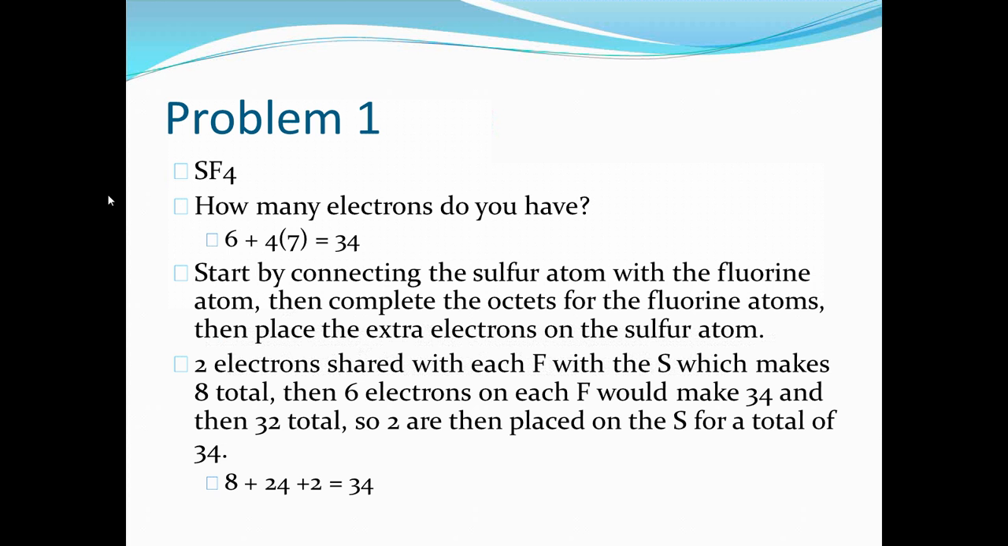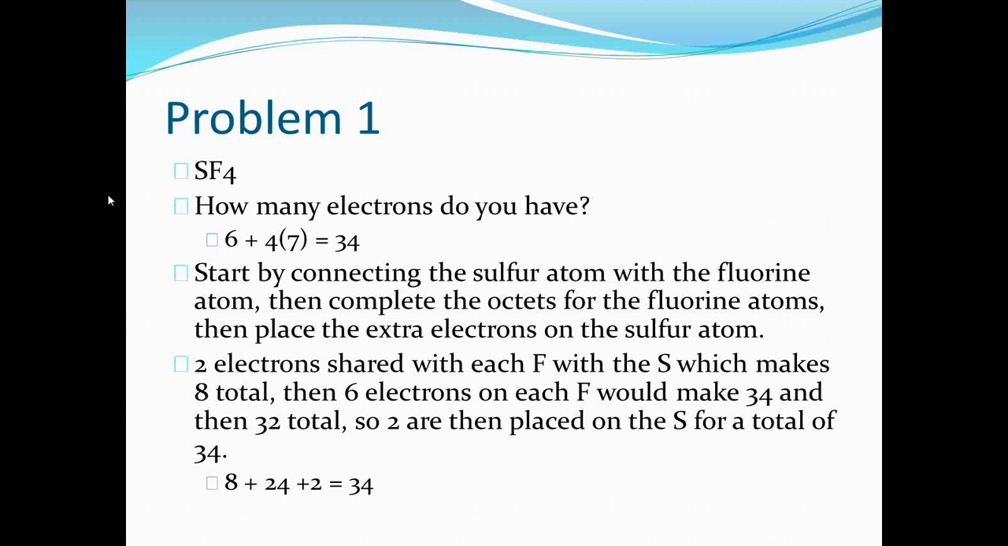Sulfur tetrafluoride has 34 electrons because fluorine has 7 electrons each and sulfur has 6. So 7 times 4 plus 6, like the equation you see there, is 34. Start by connecting the sulfur atom and the fluorine atoms, completing the octets of the fluorine atoms. Then place the extra electrons on the central sulfur atom.